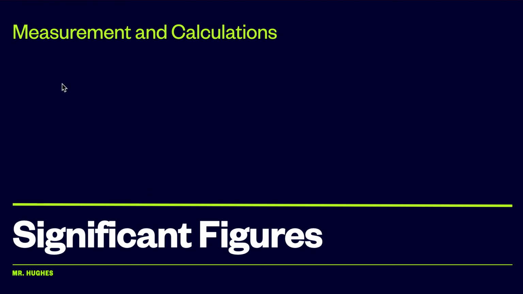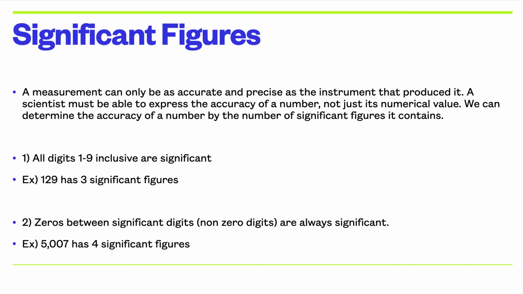Significant figures. A measurement can only be as accurate and precise as the instrument that produced it. A scientist must be able to express the accuracy of a number, not just its numerical value. We can determine the accuracy of a number by the number of significant figures it contains.